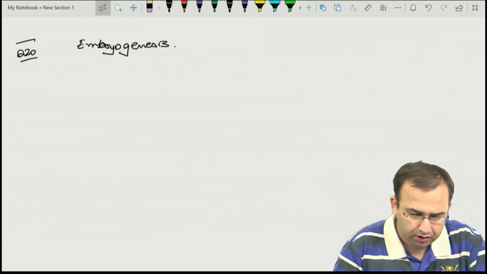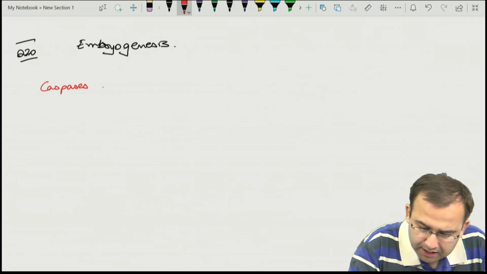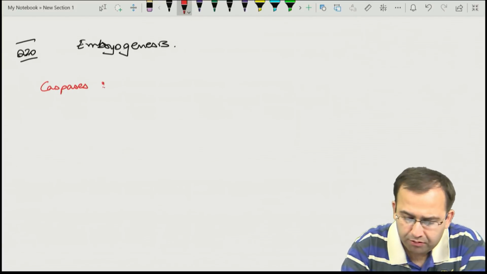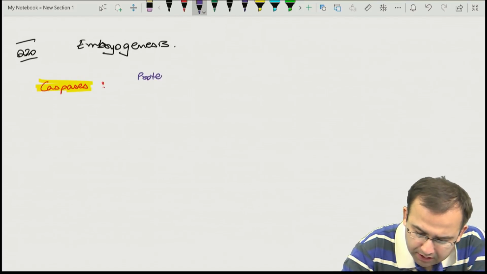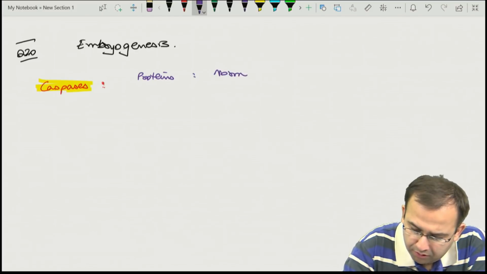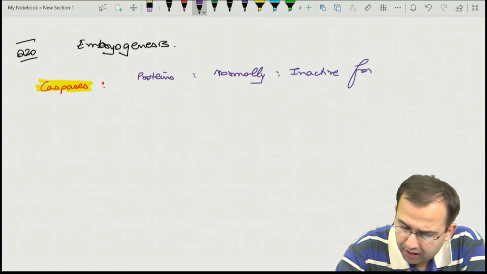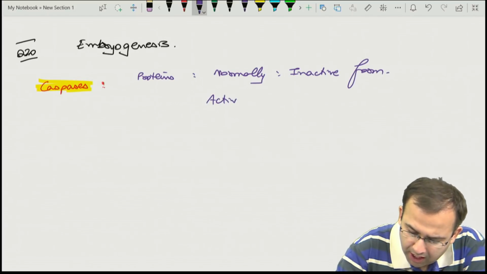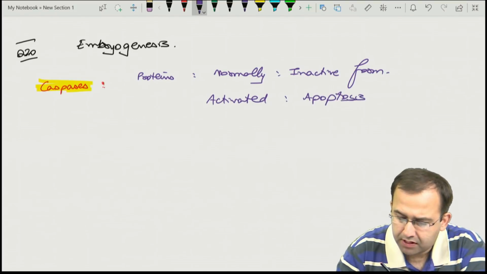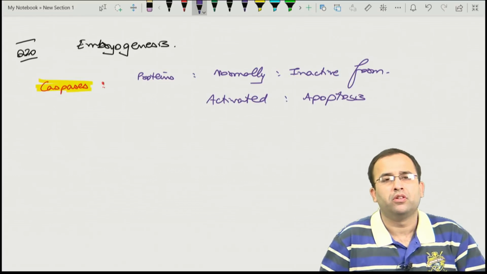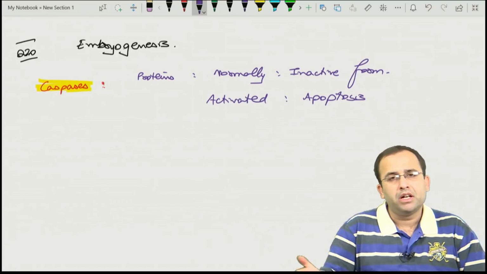Now before we go further, let us have a look at caspases in more detail. Caspases are proteins which normally are present in inactive form, but they are activated during apoptosis. I need not even tell you that apoptosis is programmed caspase dependent cell death.